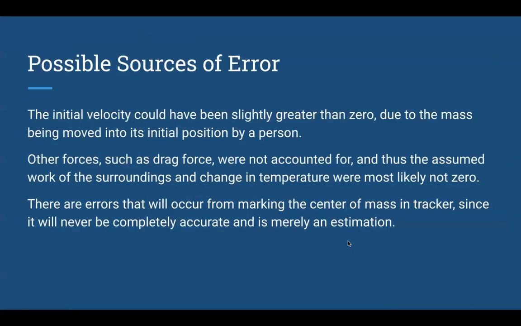And then my possible sources of error. The initial velocity could have been slightly greater than 0 due to the mass being moved into its initial position by a person, and there's not much time to guarantee the mass is not moving. Other forces, such as drag force, were not accounted for, and thus the assumed work of the surroundings and change in temperature were most likely not 0 in both my model and my experiment, showing differences in actual change in energies.